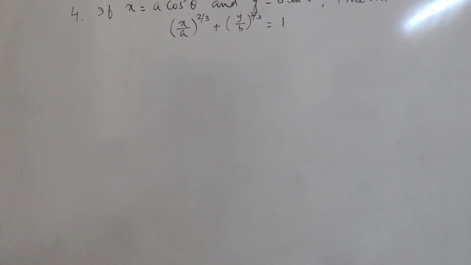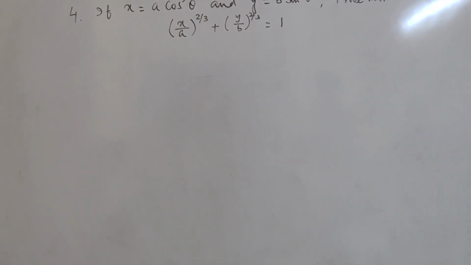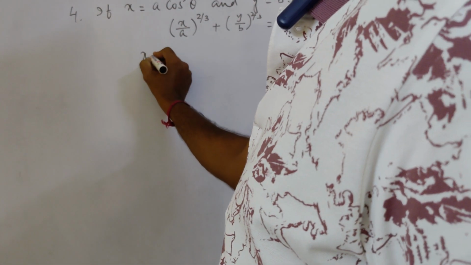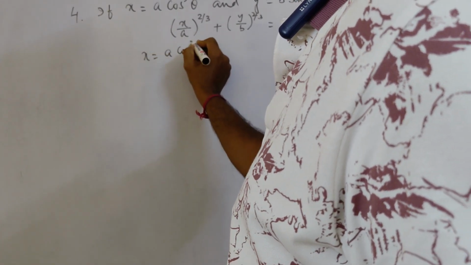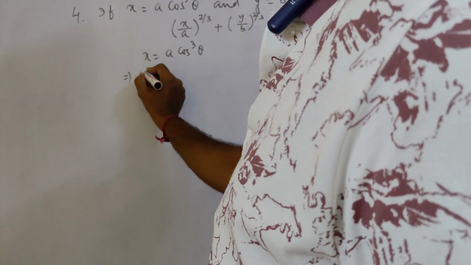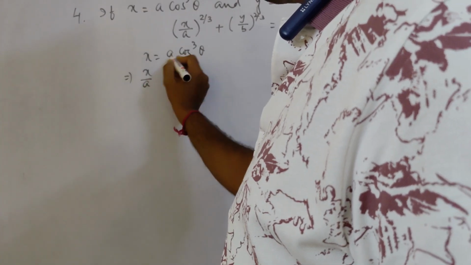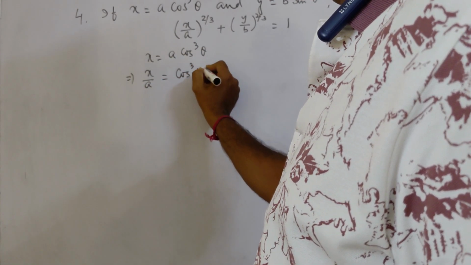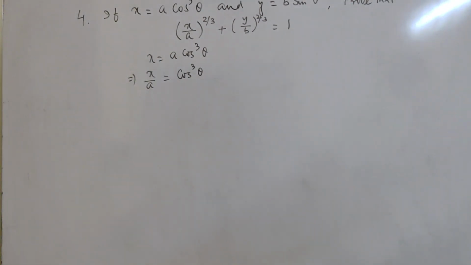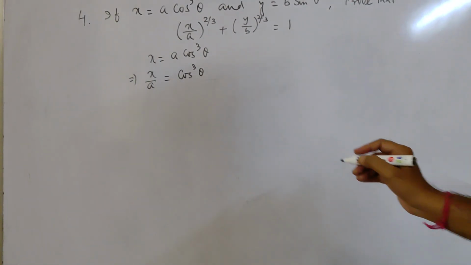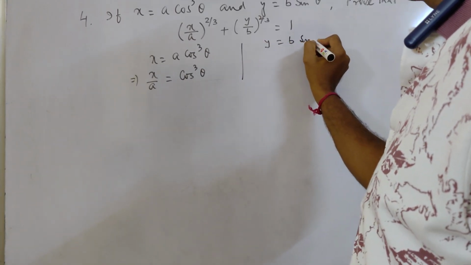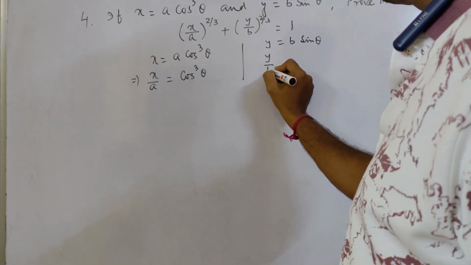x is equal to a cos cube theta and y is equal to b sin cube theta. Now prove this one. So we may write here x is equal to a cos cube theta. So x by a, just take a into the denominator of the left side, is equal to cos cube theta. Fine. Then y is equal to b sin cube theta. Now y by b is equal to sin cube theta.